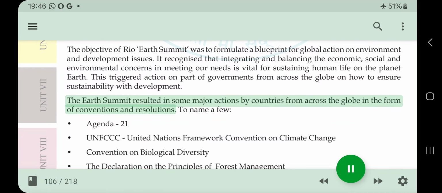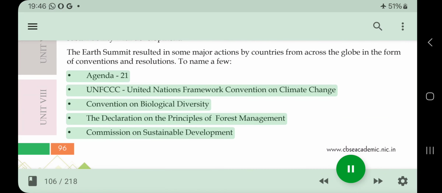The Earth Summit resulted in some major actions by countries from across the globe in the form of conventions and resolutions. To name a few: Agenda 21, UNFCCC, United Nations Framework Convention on Climate Change, Convention on Biological Diversity, the Declaration on the Principles of Forest Management, Commission on Sustainable Development.